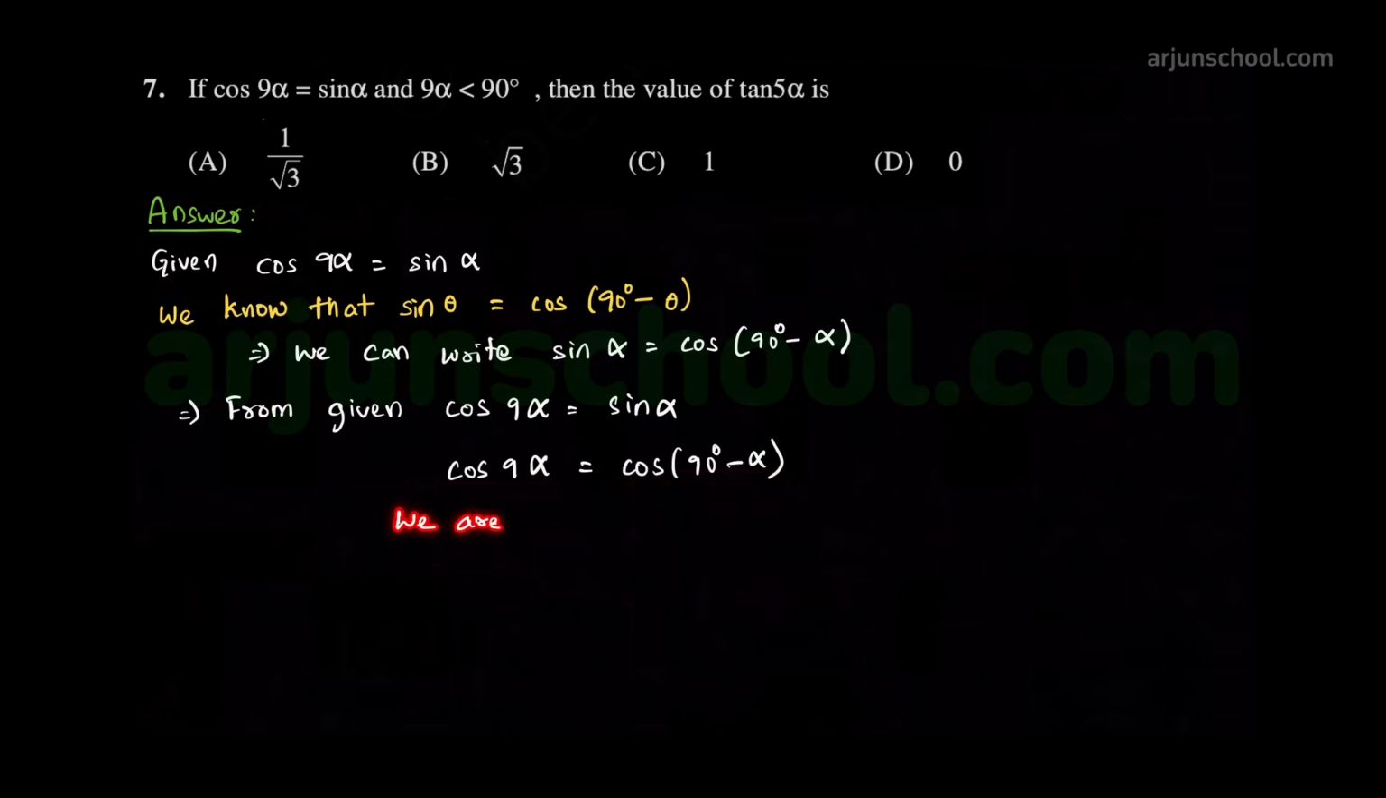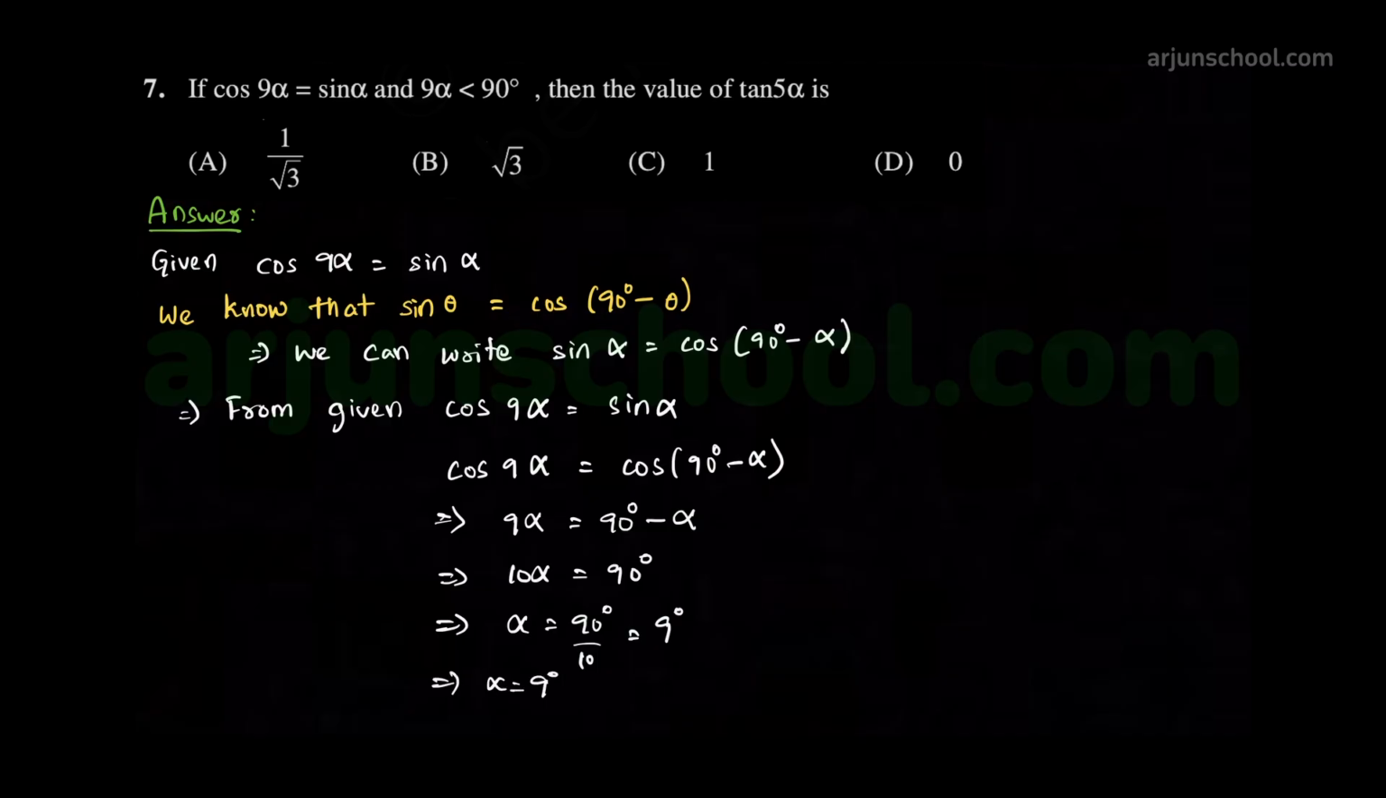We are given that 9 alpha is less than 90 degrees and 90 degrees minus alpha is always less than 90 degrees. So we can equate angles. That implies 9 alpha is equal to 90 degrees minus alpha. That implies 10 alpha is equal to 90 degrees. Alpha is equal to 90 degrees by 10, that is equal to 9 degrees. Therefore, alpha is equal to 9 degrees.